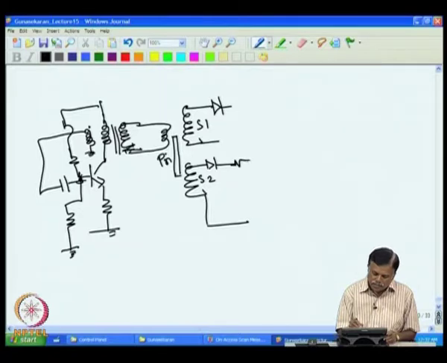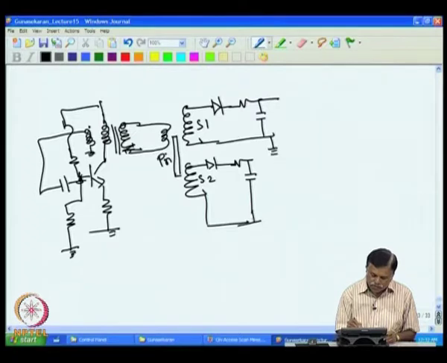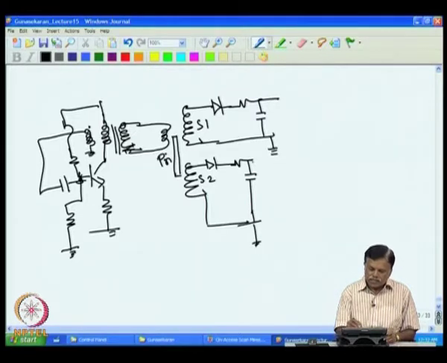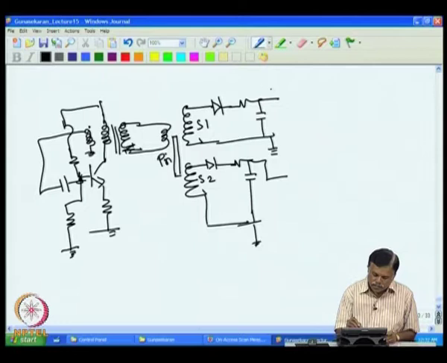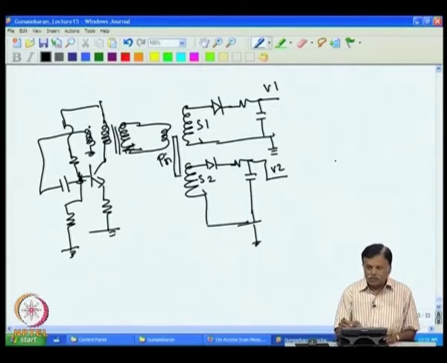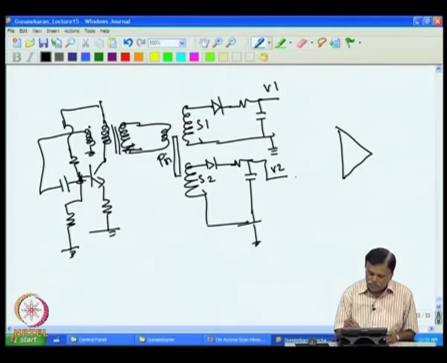Now, I want to filter it. So, I do the filtering here. Similarly, I do the filtering here. So, if this is grounded and this is grounded, then I will get V1 here and V2 here. Now, I have to add this V1 plus V2. So, the comparator I can use here. So, I have these two voltages that can be added here.